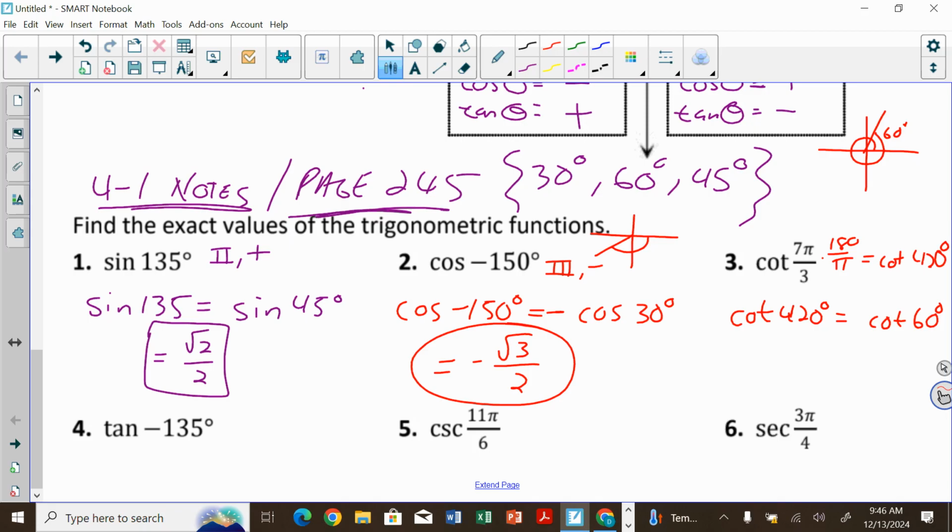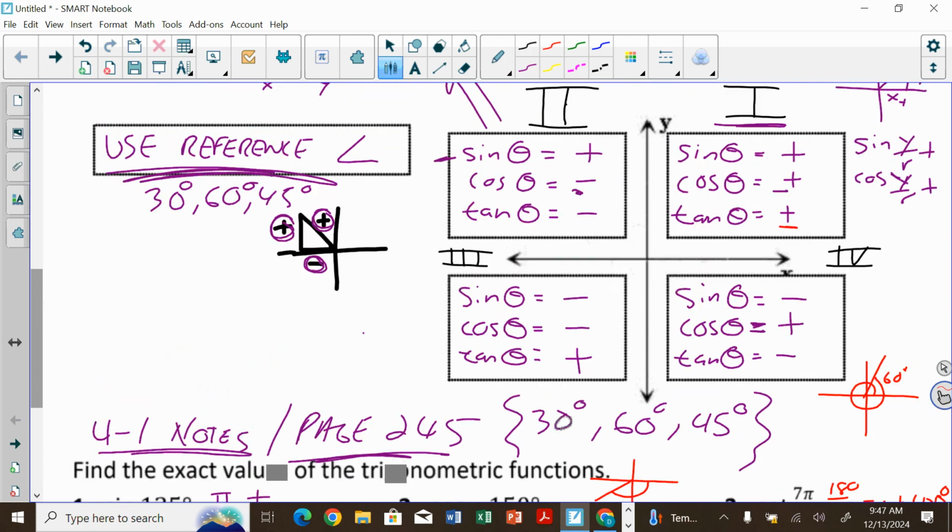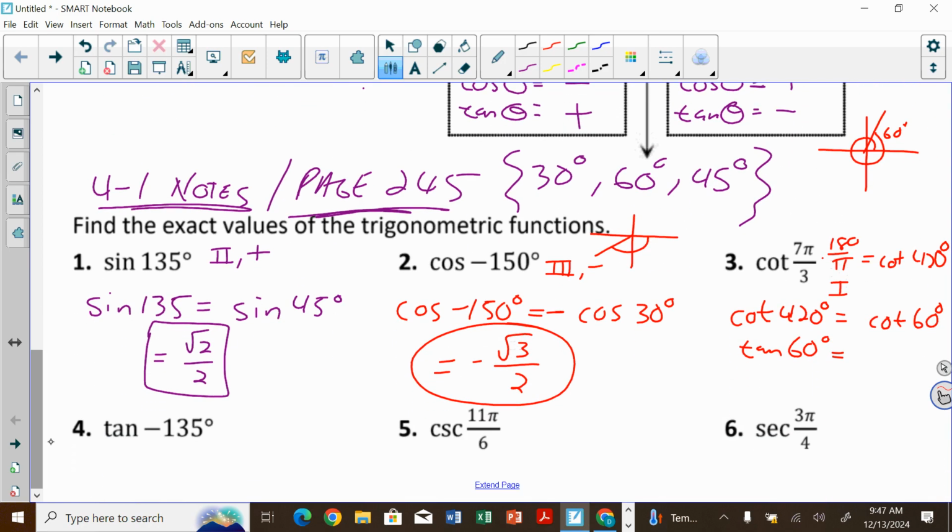Now I'm dealing with cotangent, and I'm in quadrant 1, right? Now I'm talking about tangent here because my notes don't really have the ratios for cotangent, I don't think, unless they do in 4-1. But if I go tangent of 60 degrees, I know the chart on 245 just has sine, cosine, tangent. Tangent is positive in quadrant 1, so I can keep it like that. Tangent of 60 degrees is the square root of 3.